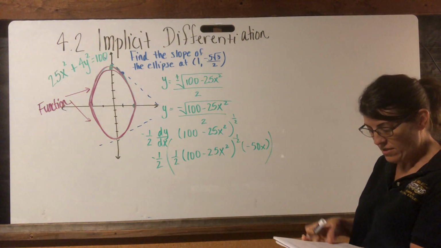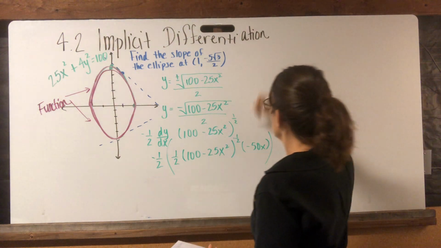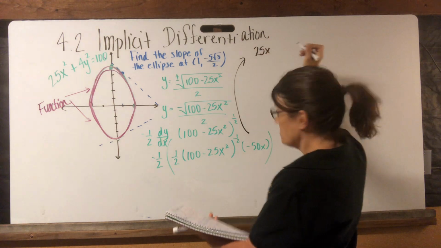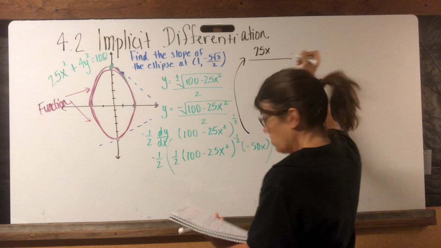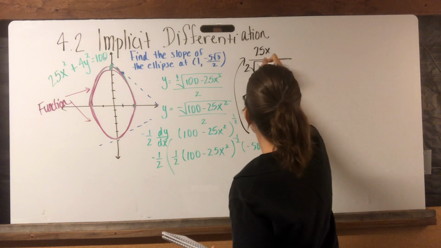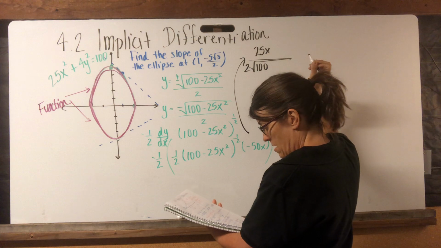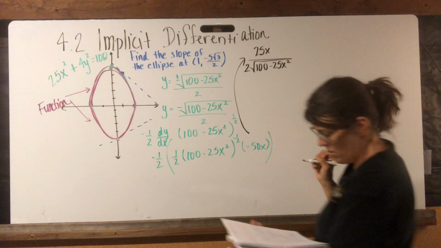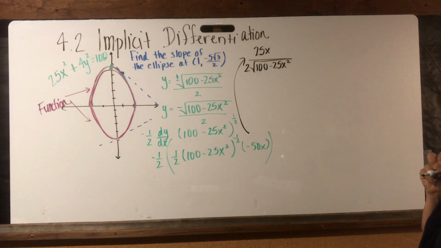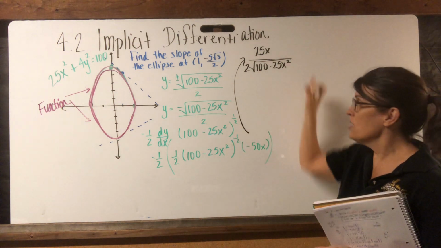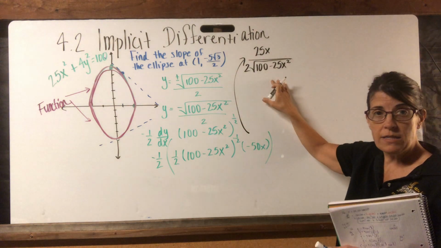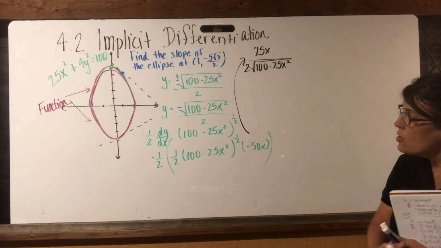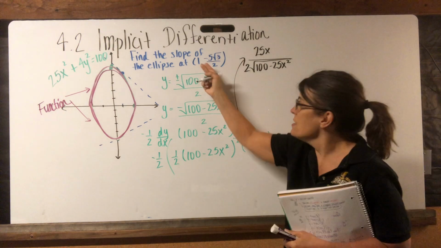Okay, so all simplified down, this becomes 25x over 2 root 100 minus 25x squared. I recommend that you stop the video, do the work, and then come back and see if you got the same thing. Okay, so I want to know the slope of the tangent line at 1, negative 5 root 3 over 2.